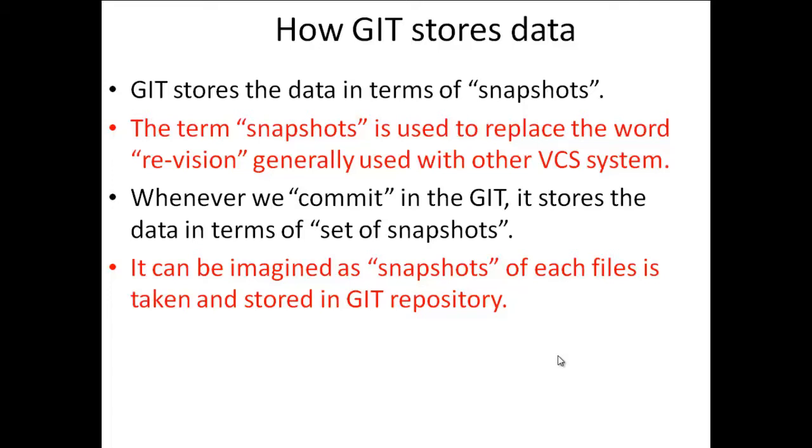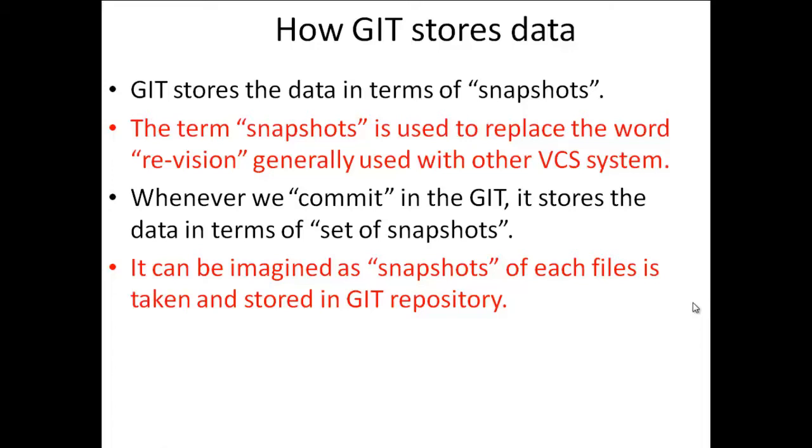on our local machine. So whenever we commit in Git, it stores the data in terms of a set of snapshots, right? It can be imagined as snapshots of each file being taken and stored in the local Git repository. Git will only copy the files in which the changes have been made, right?